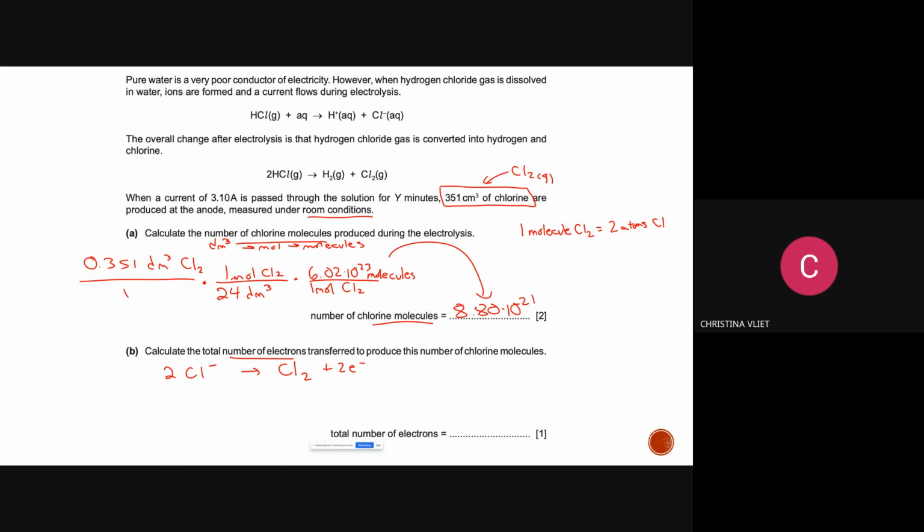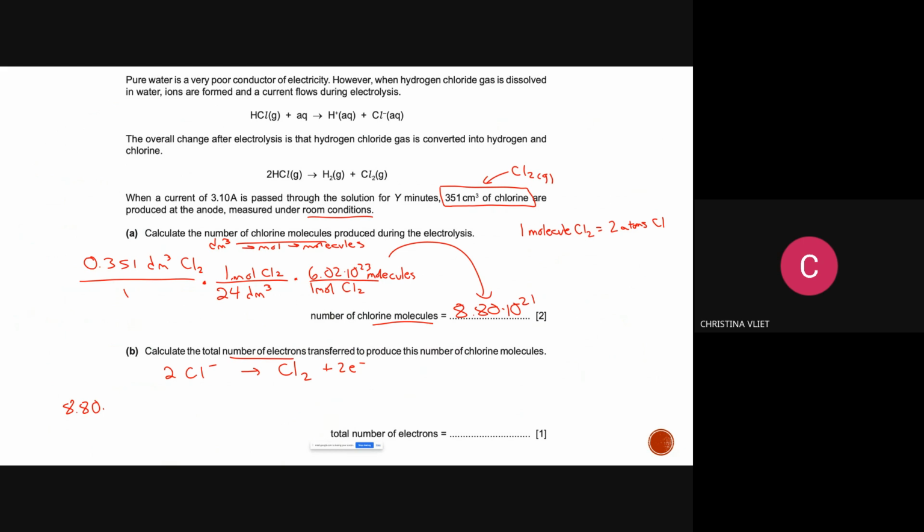2e minus on the product side, right? Why the product? Isn't it got to be the charge balance? It's got to be on the product side. Yes. All right, so I've got a relationship. Now what? What should we do now?